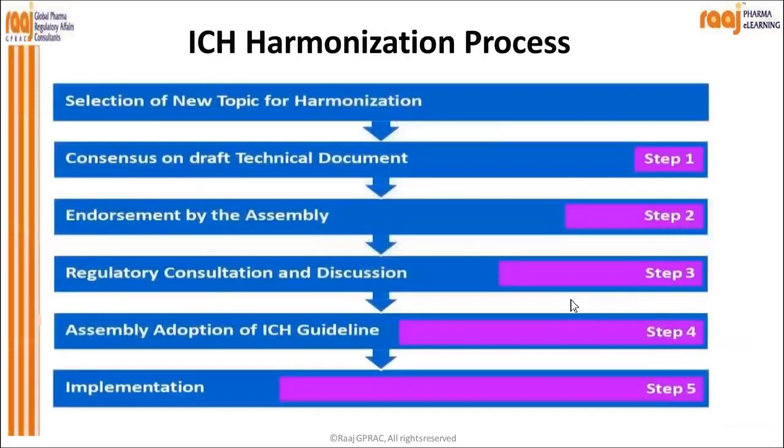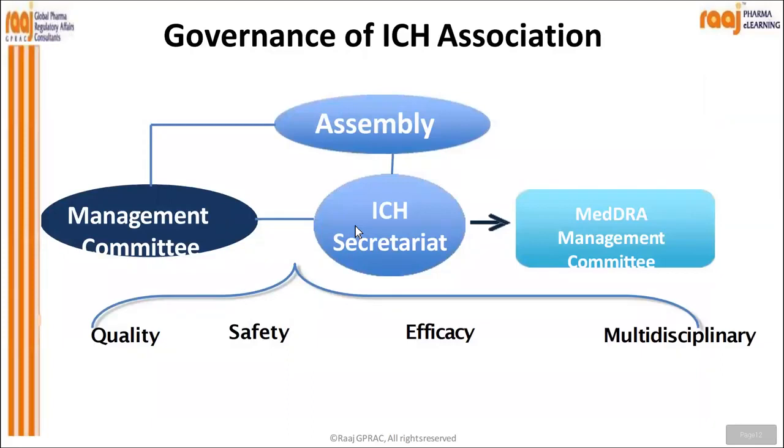Okay. And how does this harmonization process take place? They select a new topic for harmonization. Then the consensus on draft technical. The first draft is released. That is step 1. Okay. Then the endorsement by the assembly. Okay. You have seen the assembly, right? So assembly in that management committee, ICH Secretariat and MedDRA Management Committee.